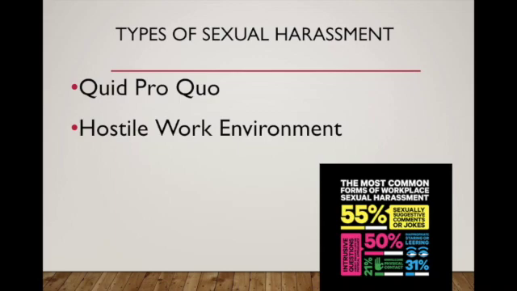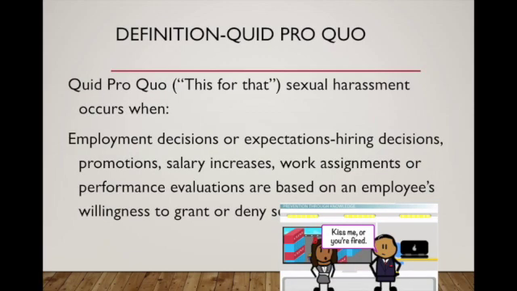Here are the two types of sexual harassment, quid pro quo and the hostile work environment, and we're going to define what each of these is referring to. With quid pro quo, this for that, sexual harassment occurs when employment decisions or expectations, hiring decisions, promotions, salary increases, work assignments, or performance evaluations are based on an employee's willingness to grant or deny certain sexual favors. So that's the quid pro quo.